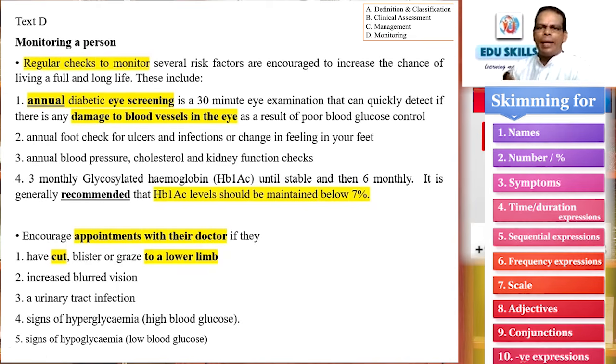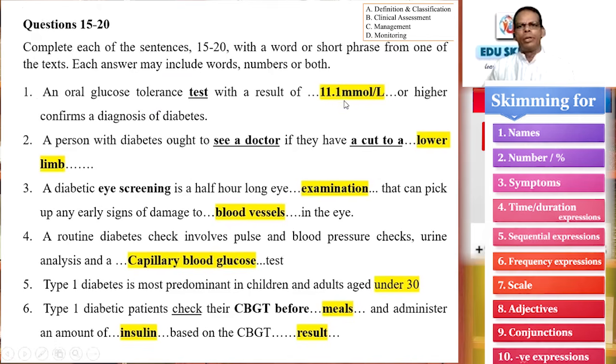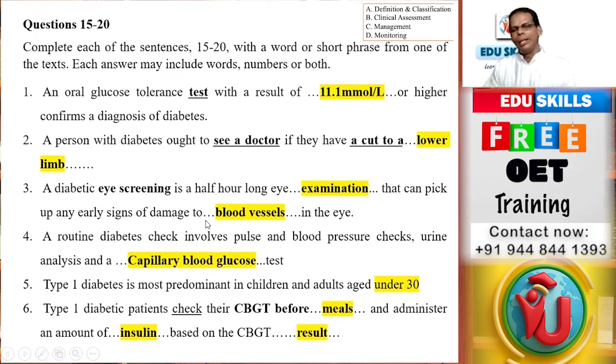The caution here is that you have to write exactly the same words in form, tense, and number. If any transformation is done, that answer will be considered wrong in Part A. You have to take the words exactly from the text and write them in your answer. So these are the answers. The first one we saw, we could manage within a few seconds, right? You can manage this within 7 seconds, definitely. You wanted a number, yes, tolerance test, and the number is here. And which limb: lower limb. The eye screening is a half-hour-long eye examination. And early signs of damage to definitely an organ: blood vessel.